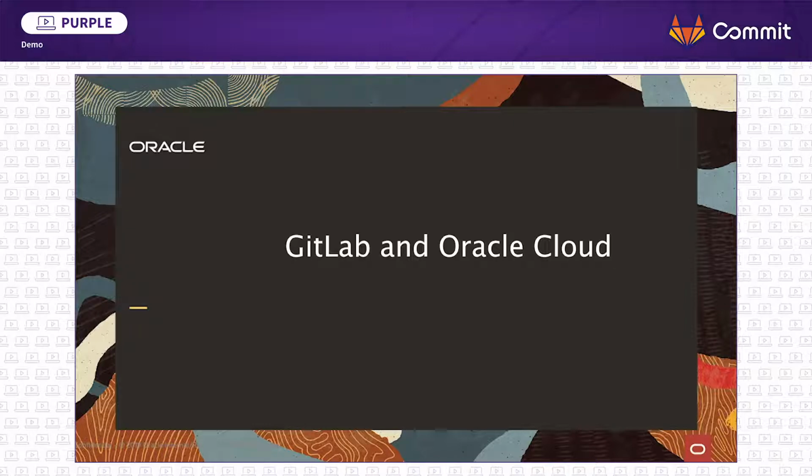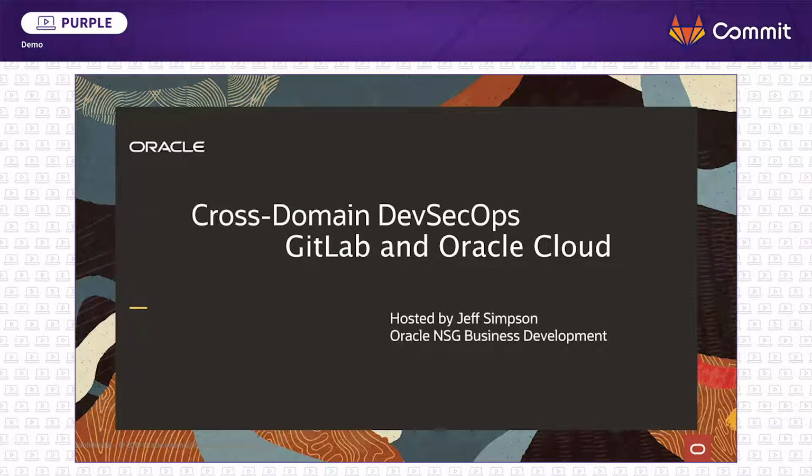National security team is proud to provide an introduction to low-side to high-side DevSecOps. We will be utilizing Oracle's Gen 2 cloud infrastructure and GitLab's DevSecOps pipeline process software. My name is Jeff Simpson and I'll be hosting, and our engineer running the demo is Josh Tatum.